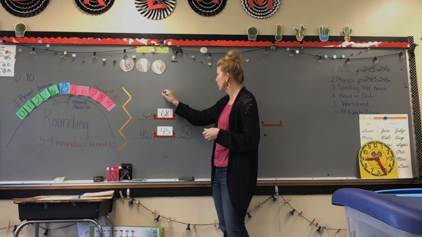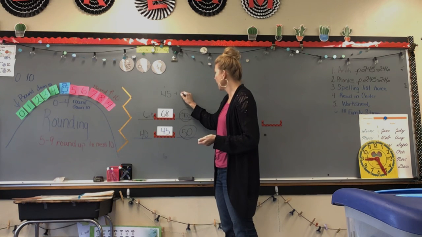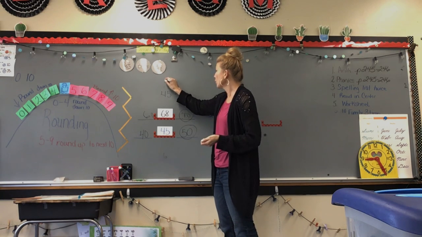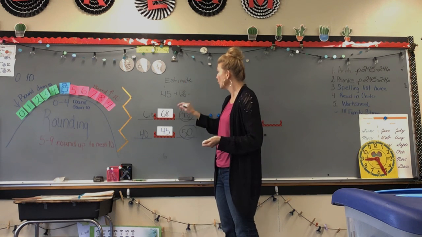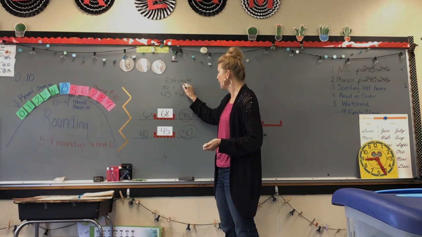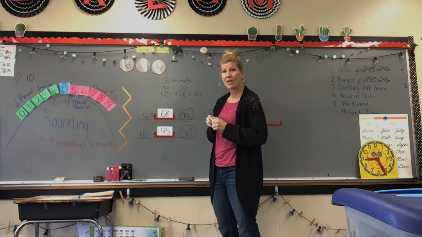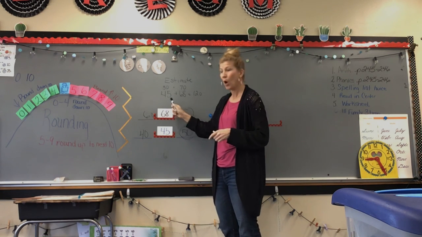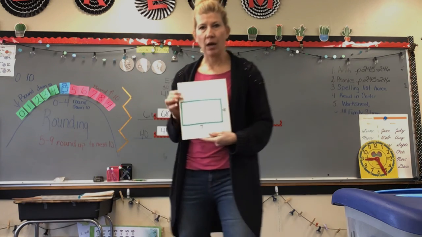Remember when you see a problem like this and it's 45 plus, we'll say 68, and you see the word estimate, that is what they're asking you to do. So you should have put 50 above here, and you should have put 70 above here. And they want you to add it up. 5 plus 7 is 12. Add your 0, 120. So anytime you see estimate, they want you to round. Good job.